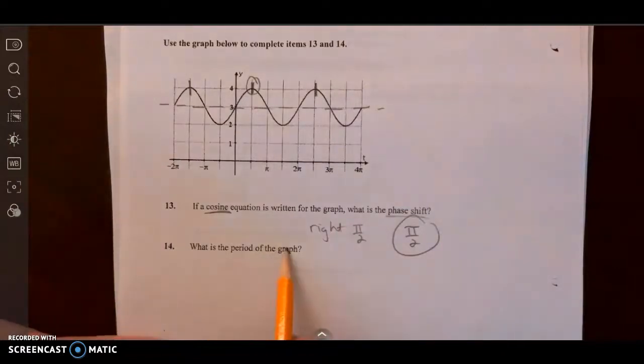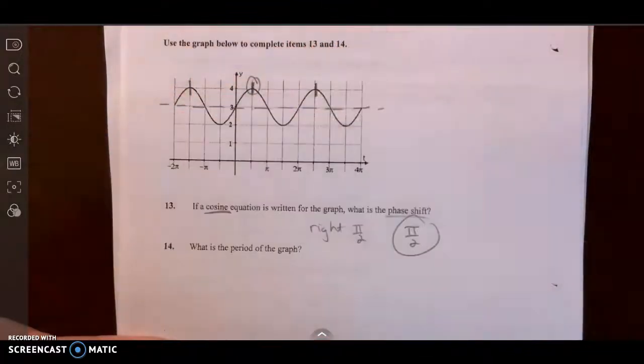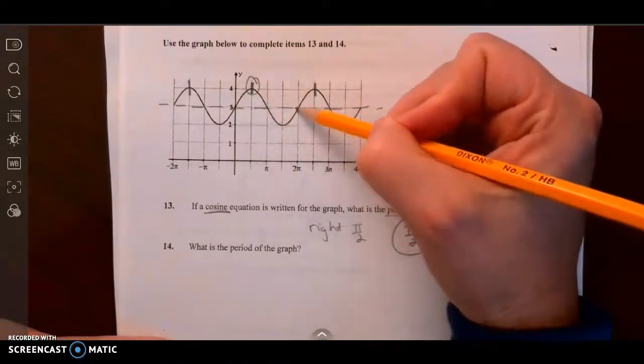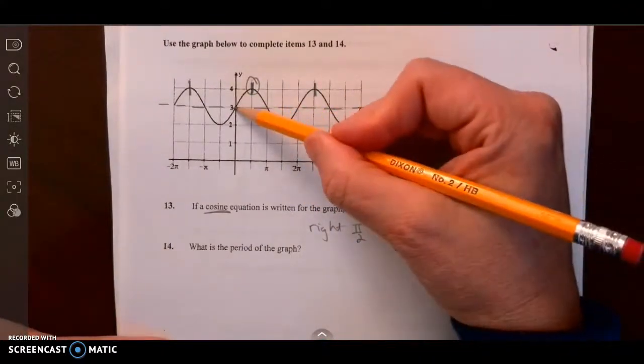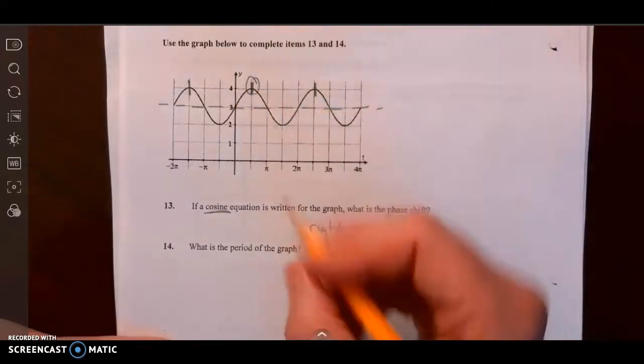What is the period of the graph? Okay. I'm actually going to use my sine curve to figure out the period. The period is actually just 2 pi. My sine curve is here. One full curve takes 2 pi.